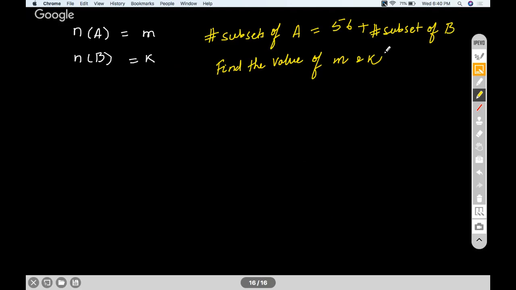64. What is that doubt? Mahak, what is your doubt?